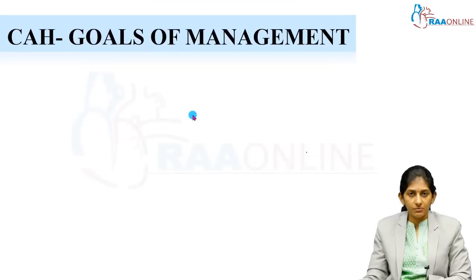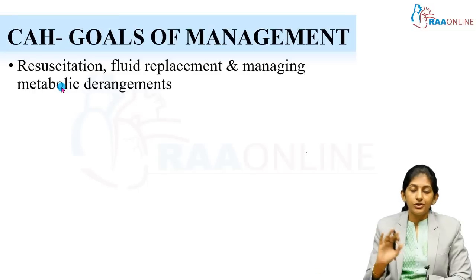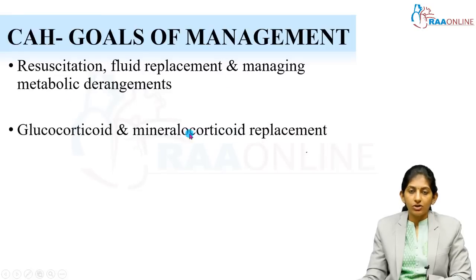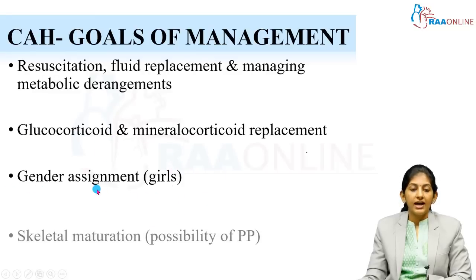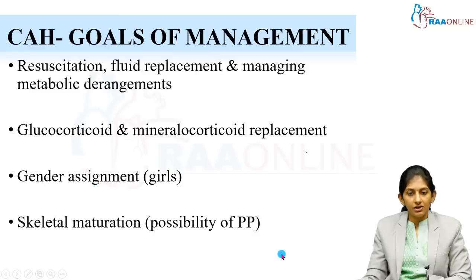So the goal of management in CAH due to 21-hydroxylase deficiency: both glucocorticoid and mineralocorticoid are deficient, and you are going to replace both. If they present as salt wasting crisis, initially you have to resuscitate, do fluid replacement, and manage all the metabolic derangements. Glucocorticoid and mineralocorticoid replacement has to be done. If the girls present with ambiguous genitalia, gender assignment has to be done. And with hyperandrogenism manifestation, skeletal maturation again is an issue.